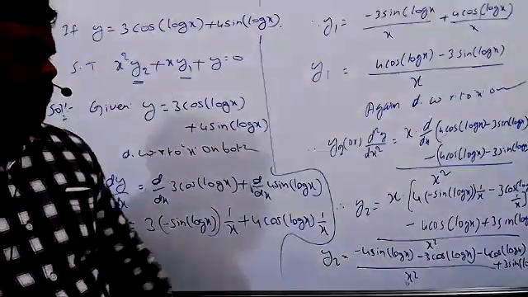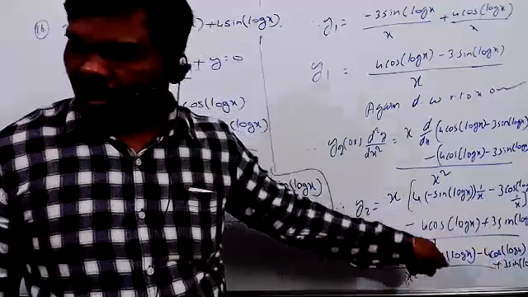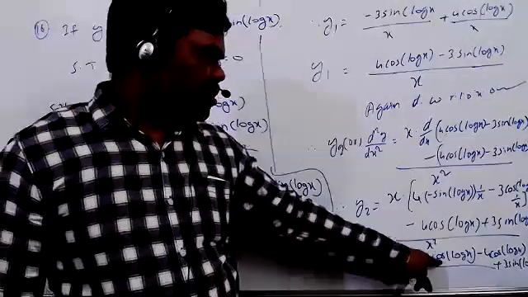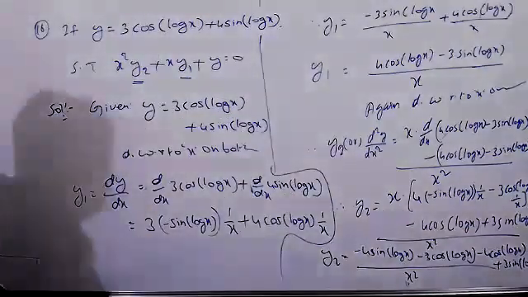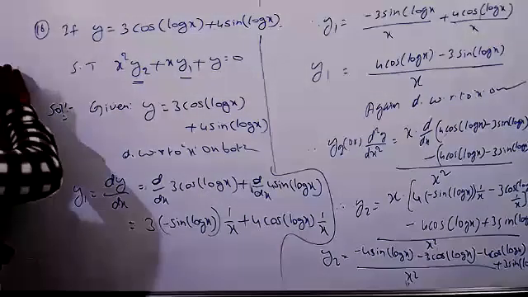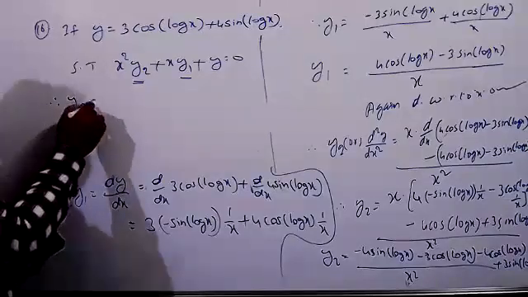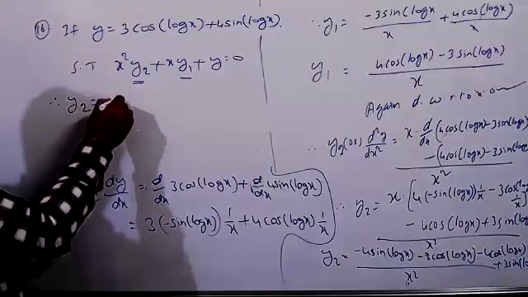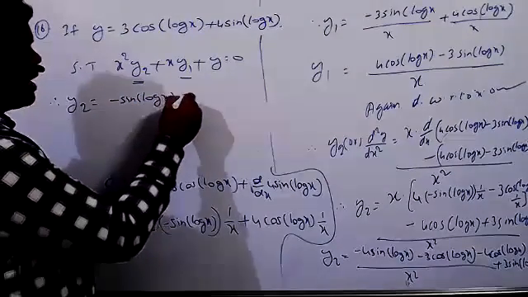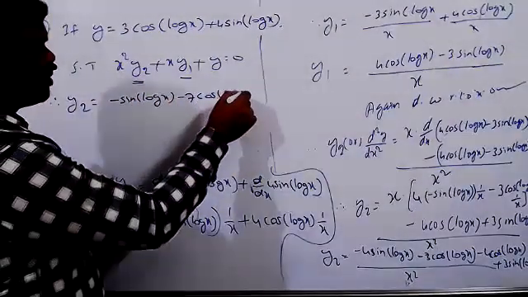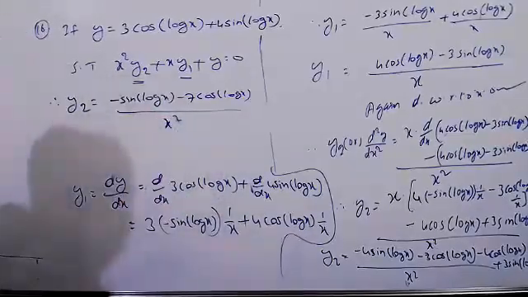Now first you can simplify the value. Minus 4 sin of log x and plus 3 sin of log x equal to minus sin of log x only. Minus 3 cos of log x minus 4 cos of log x equal to minus 3 minus 4, equal to minus 7. So therefore the value of y2 equal to minus sin of log x minus 7 cos of log x whole by x square. This is the value of y2.